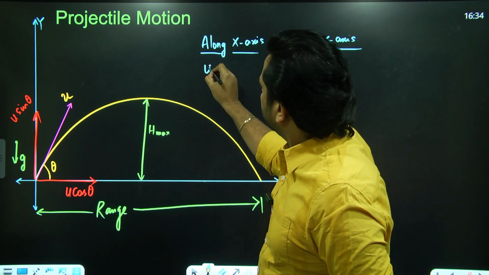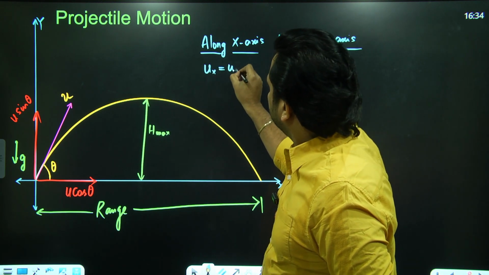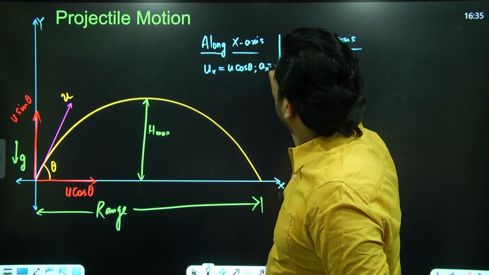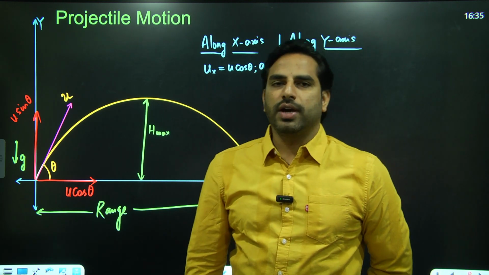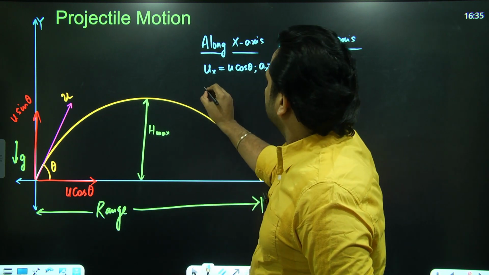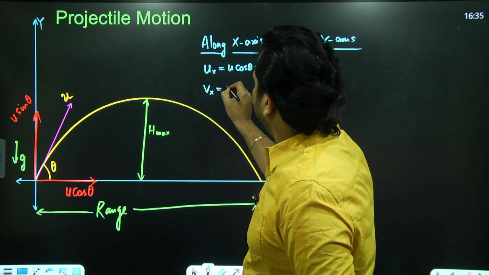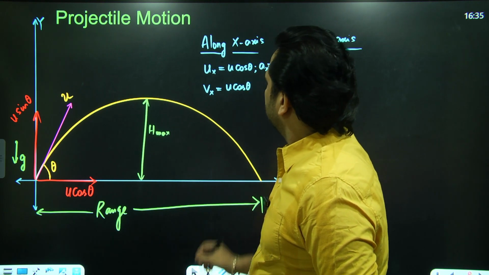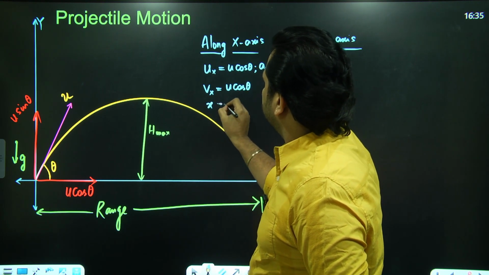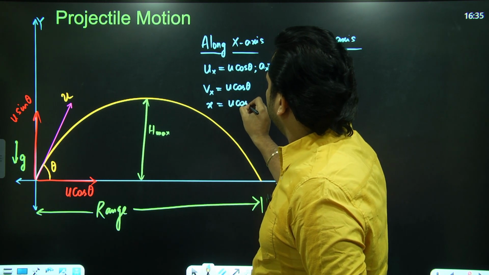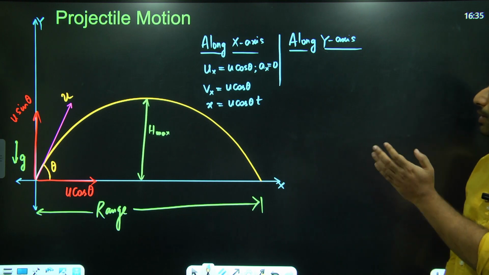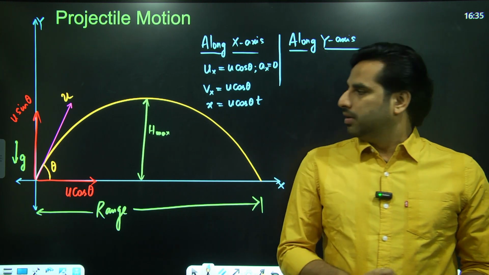Along x-axis, initial velocity ux, that is equal to u cos theta, and ax, acceleration, which is 0. There is no acceleration in the x direction. So velocity at any point of time vx, that is simply u cos theta. This is the first equation. And the horizontal displacement at any point of time, that is u cos theta into t. Then plus half a t square, that is 0 because ax is 0.